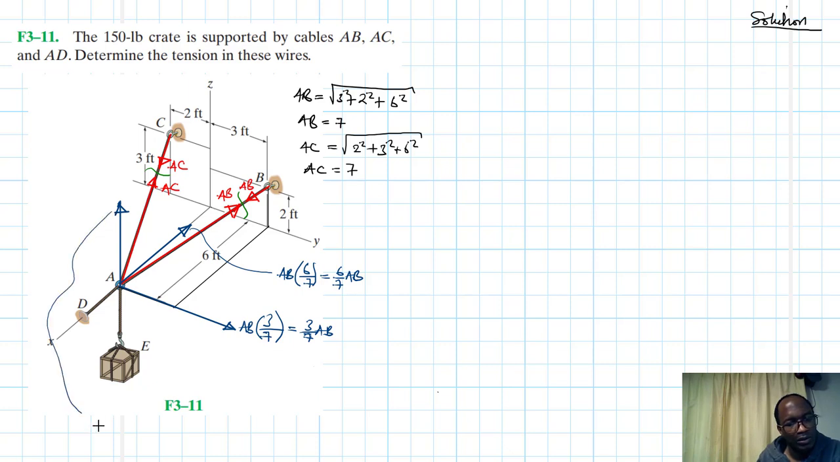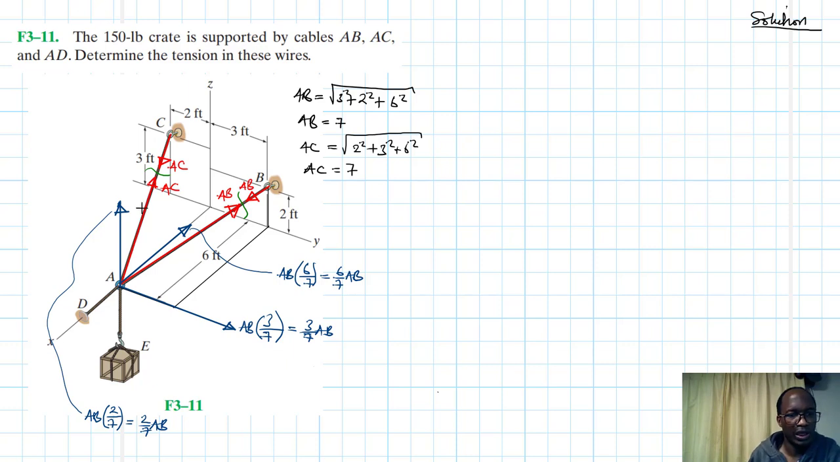And this one is equal to AB times the direction in the vertical component, which is just 2 divided by 7. So this is just 2 over 7 AB. So we are done with this one. This can be a little bit fast.